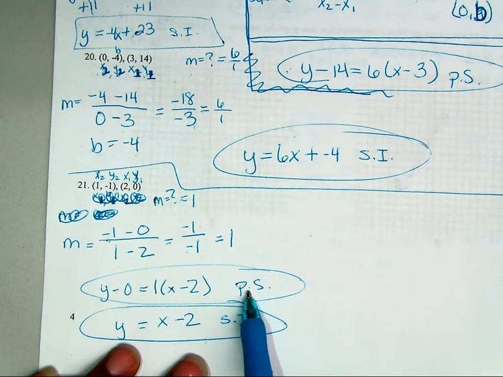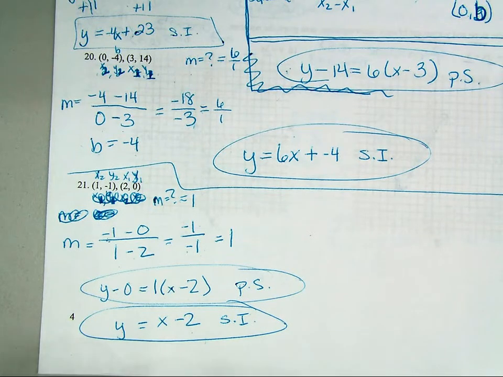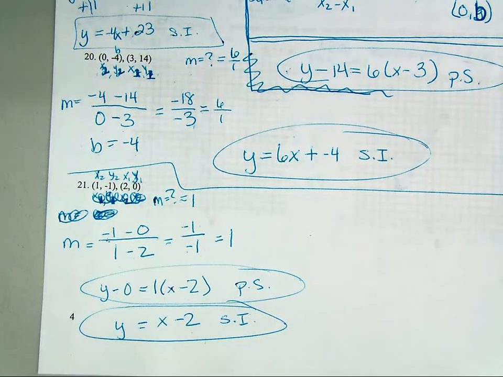Y minus 0 is y. 1 times x is x. 1 times negative 2 is negative 2. So y equals x minus 2. That's my slope intercept form. That was it. So if you see a 0 in one of the points, I would keep that in mind to use that. That's a little less work you have to do.